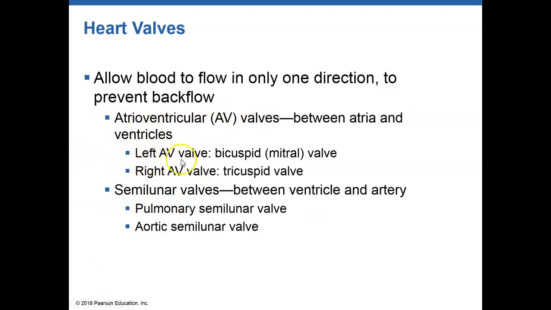The left AV valve is known as the bicuspid valve or mitral valve. The right AV valve is known as the tricuspid valve. The semilunar valve that separates the right ventricle from the pulmonary artery is known as the pulmonary semilunar valve. And the semilunar valve that separates the left ventricle from the aorta is called the aortic semilunar valve.